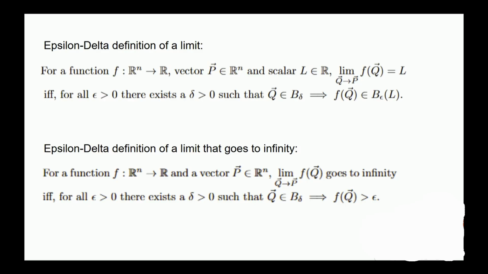So instead of needing to be as close as you could want to L, you need to be able to make f of q as large as you want just by making q closer to p. So I could say I want you to be at least 100 or at least 1,000 or at least 100 billion or any arbitrarily large number, and you have to be able to say, I got you, and give a delta where being within delta of p makes it that large.